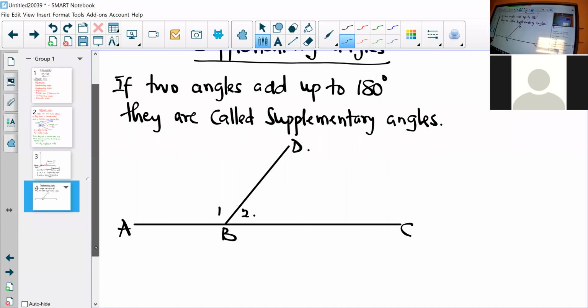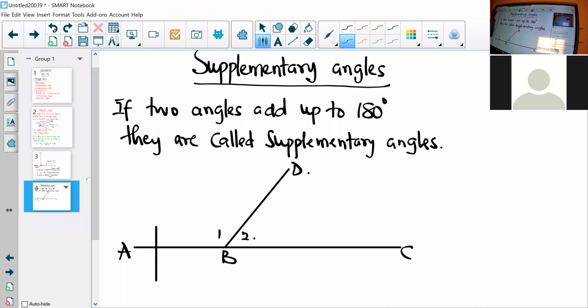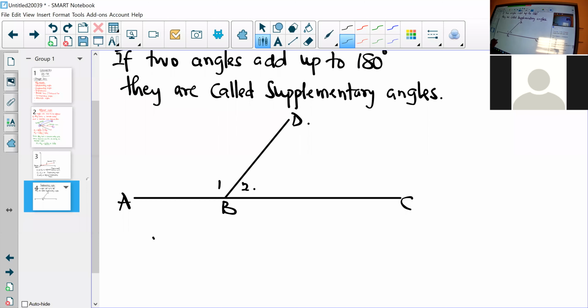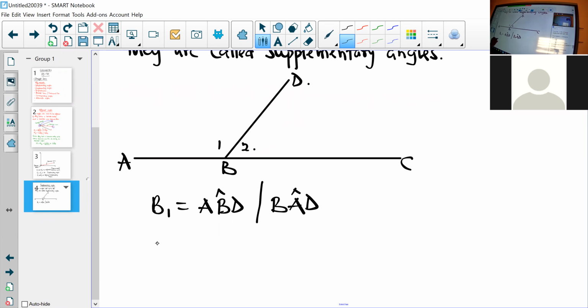I'm sure we already know that, from what we've done so far, angle B1 can be written as angle ABD or angle BAD. And then what about B2? What would B2 be? B2 would be DBC, or it can be called CBD.